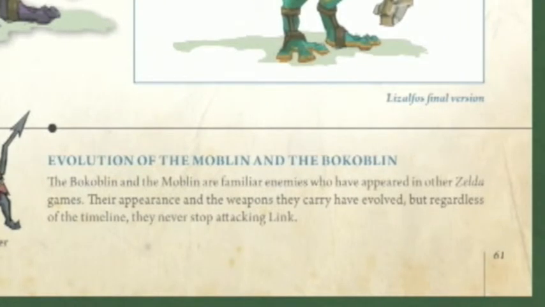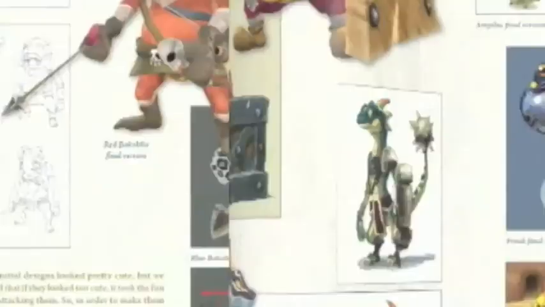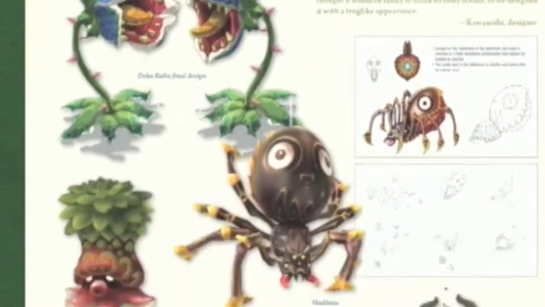The Bokoblin and the Moblin are familiar enemies who have appeared in other Zelda games. Their appearance and the weapons they carry have evolved, but regardless of the timeline, they never stop attacking Link. Yeah, sometimes they have spears, sometimes they have swords, it's always different stuff. Life lurking across the land.